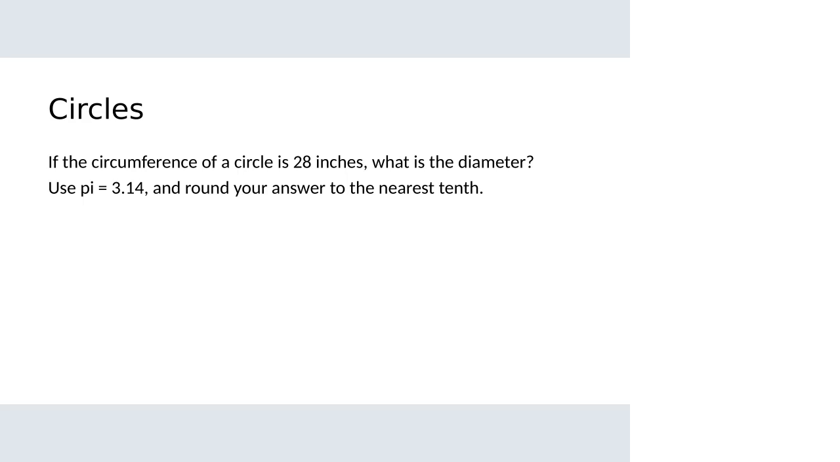You don't have to draw a picture, but after doing all that trigonometry on Tuesday, it might be a sort of natural reaction for you to draw a circle. And so I've got this circle here, and what I know about this circle is that the circumference is 28 inches. And what I want to know is, what is the diameter?